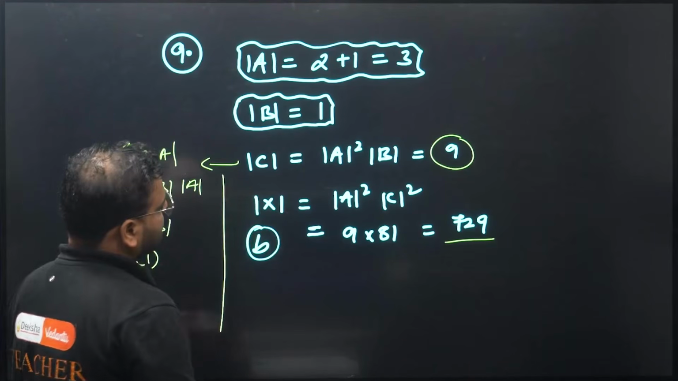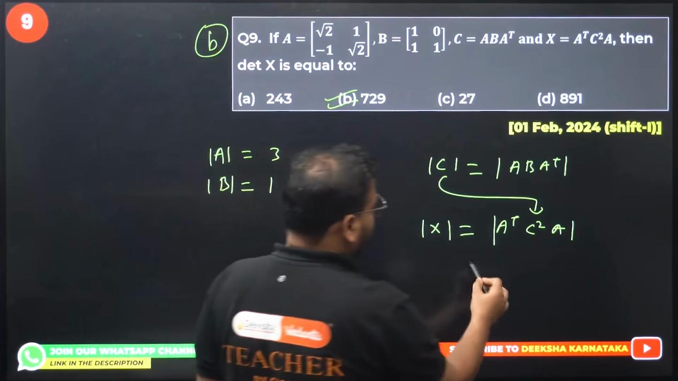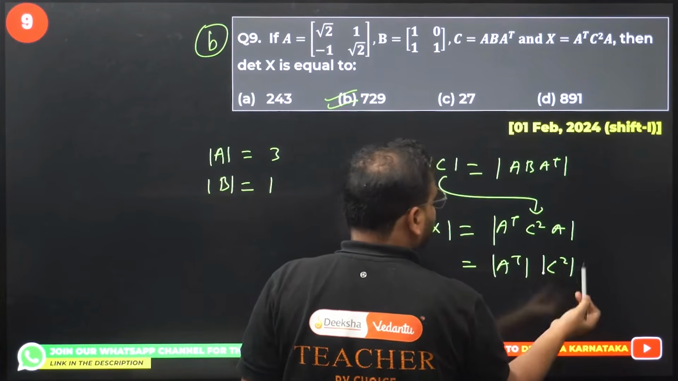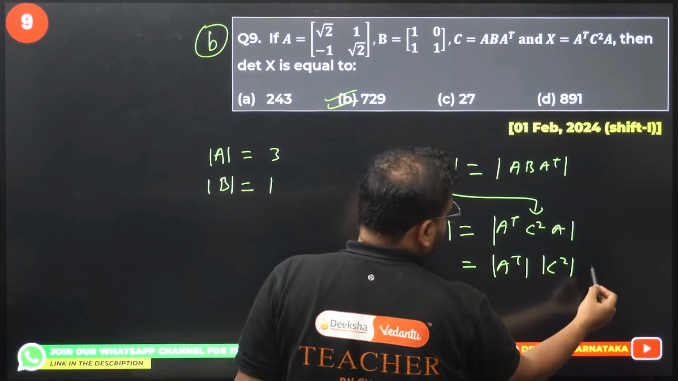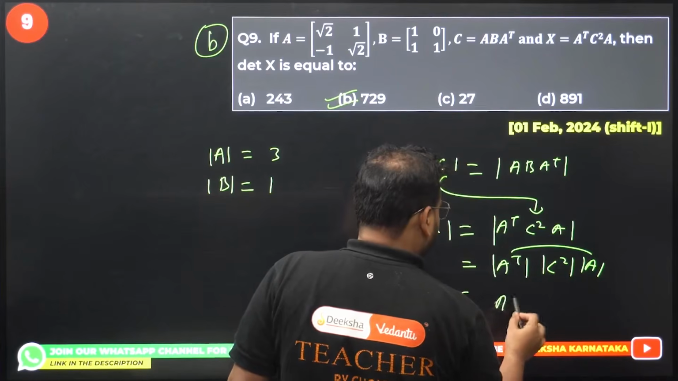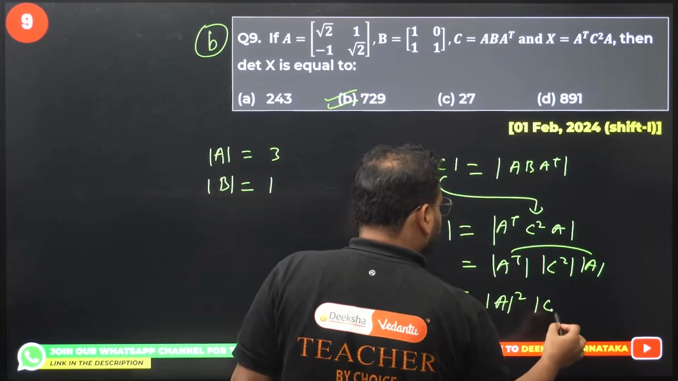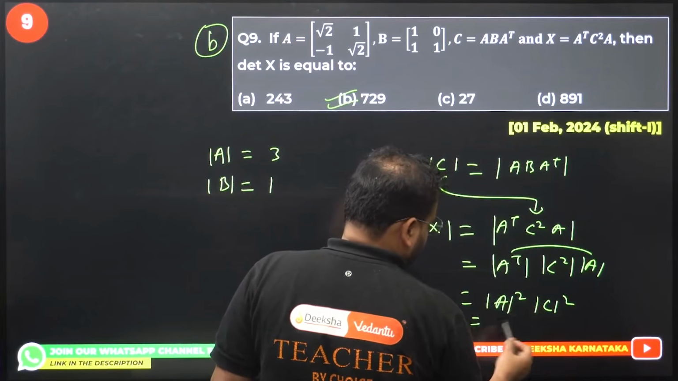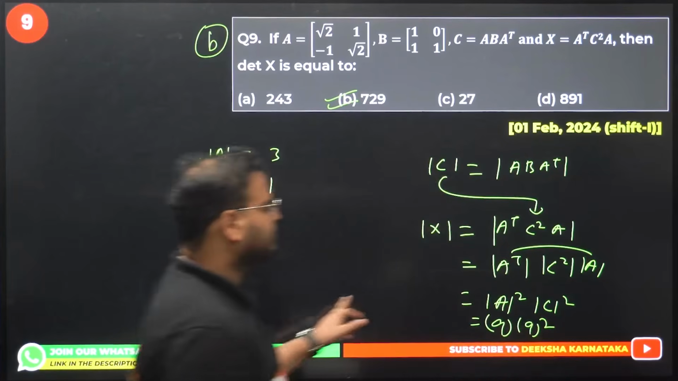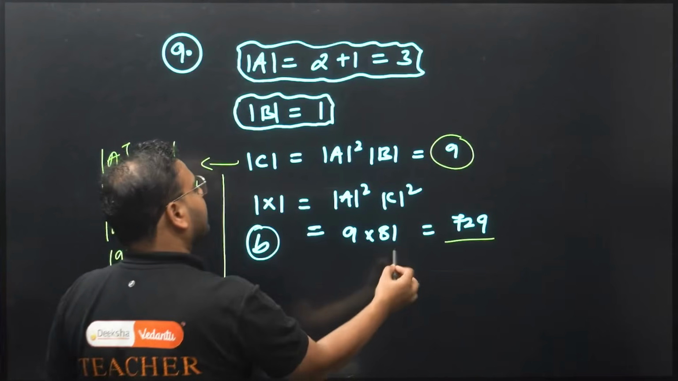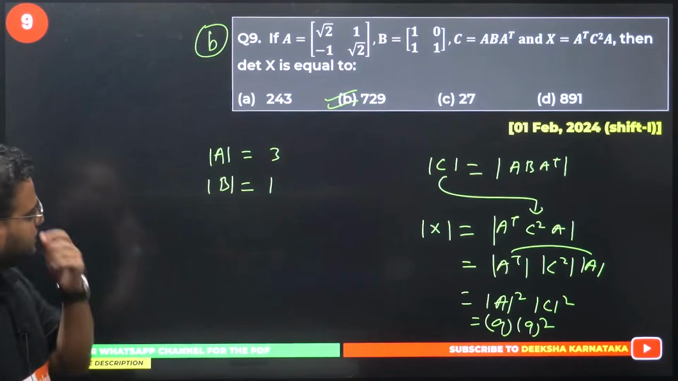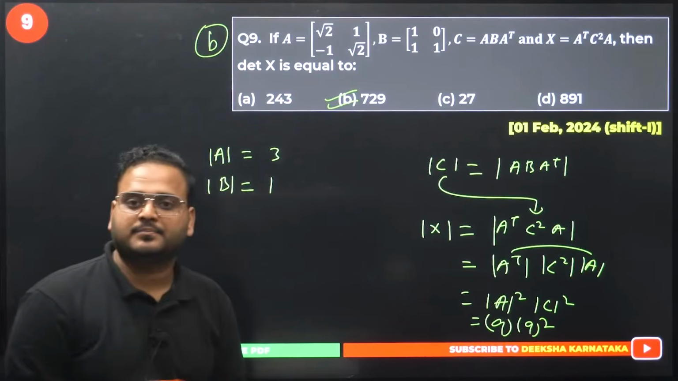So have a look. This will become what? Determinant of A transpose, determinant of C square. And we have determinant of A. This will become simply determinant of A square, and this is determinant of C square. 3 square is 9 and square of 9, right? What I get? 81 into 9, 729 is the answer. Have a look. 9th is done. Option B is correct.